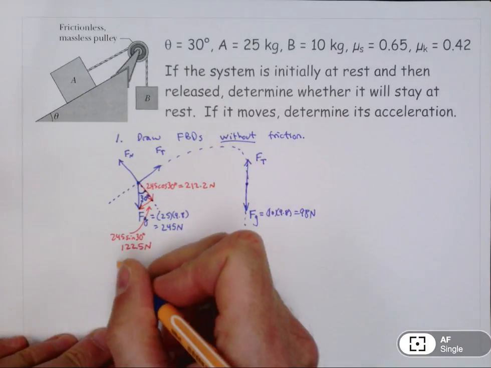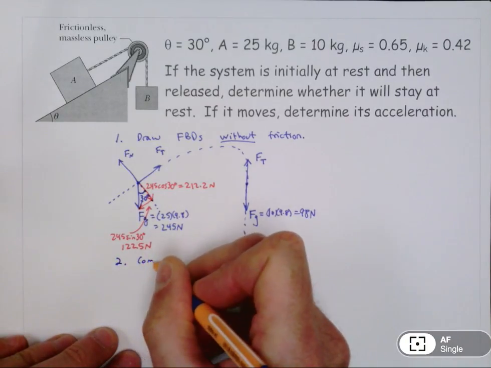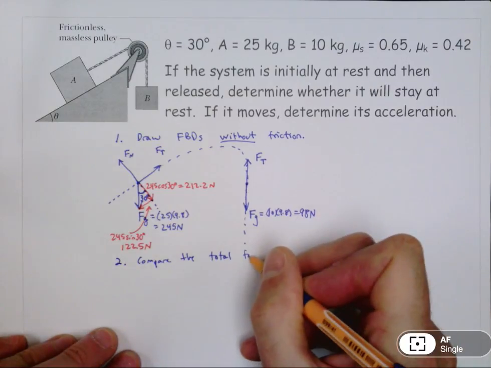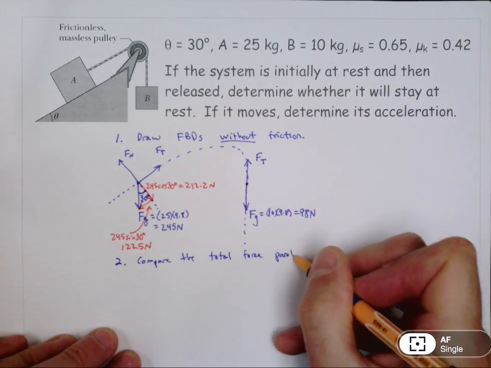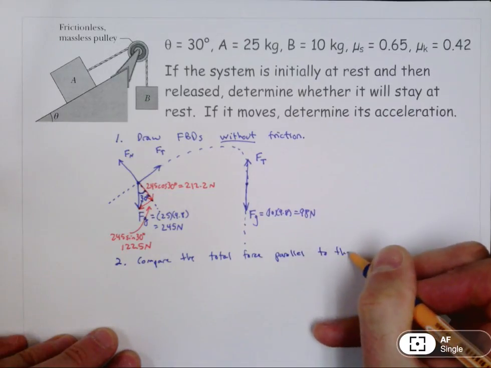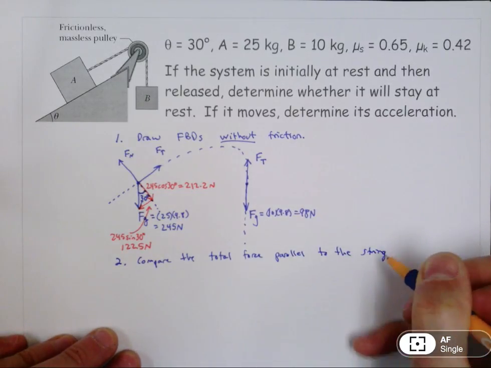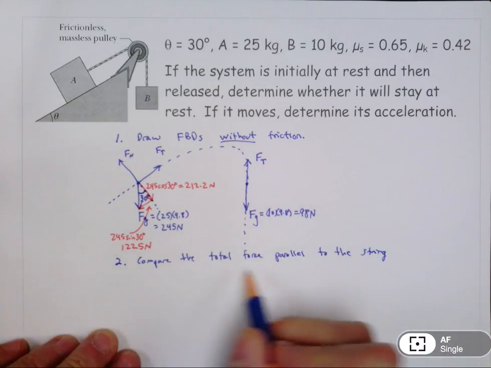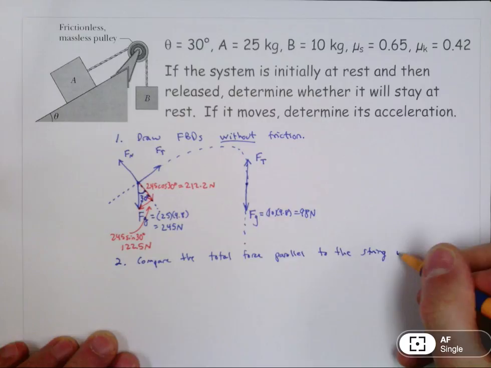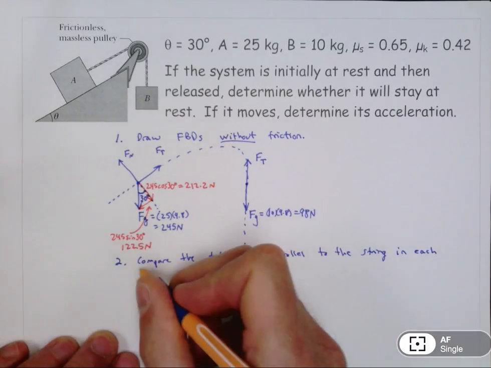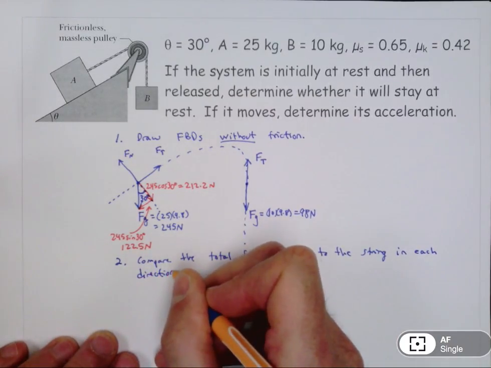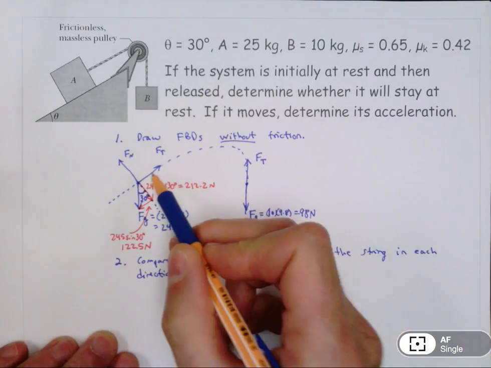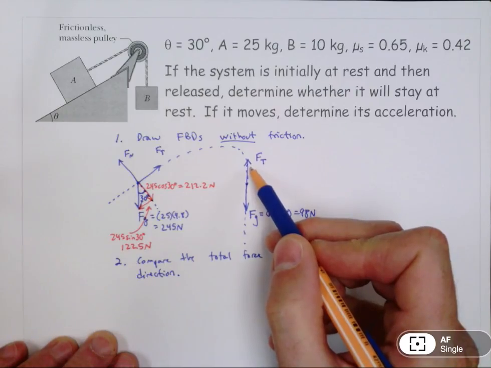And so we are going to compare the total force parallel to the string. Those are the only forces that determine whether or not the string accelerates. So compare the total force parallel to the string in each direction. Now, this is a relatively simple problem. So here, remember that the tensions will cancel one another out. So I'm not going to worry about them.